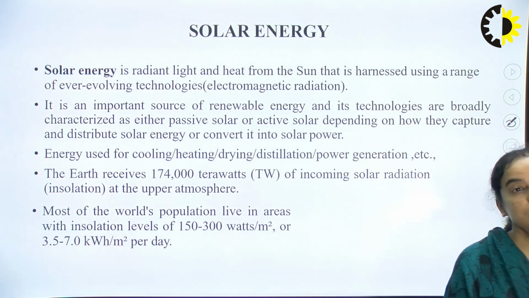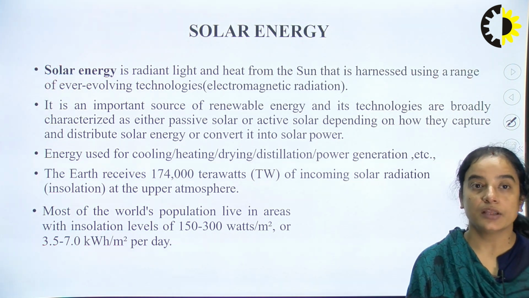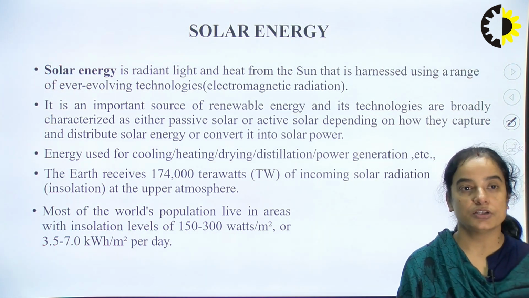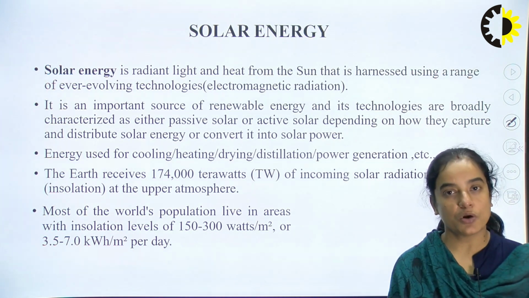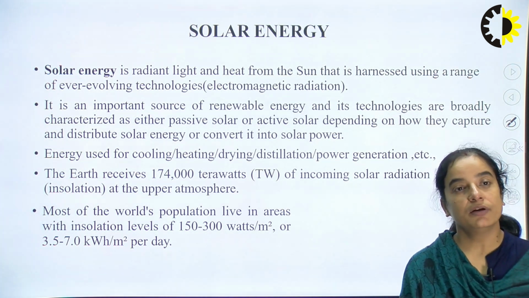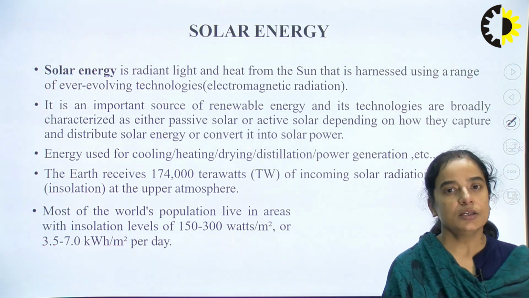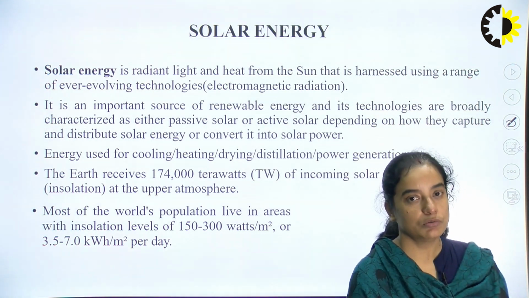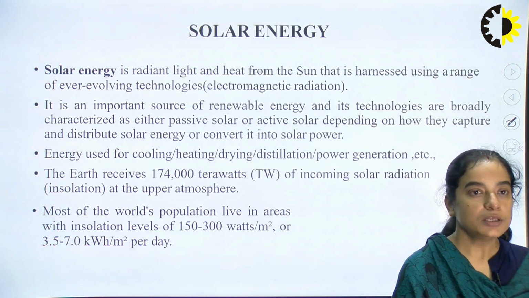So earth is receiving 1,74,000 terawatt of incoming solar radiation at the upper atmosphere. At the upper atmosphere of earth we are receiving that amount of solar radiation. Solar radiation is also known as insolation. The solar radiation that we receive over the earth is also known as insolation.